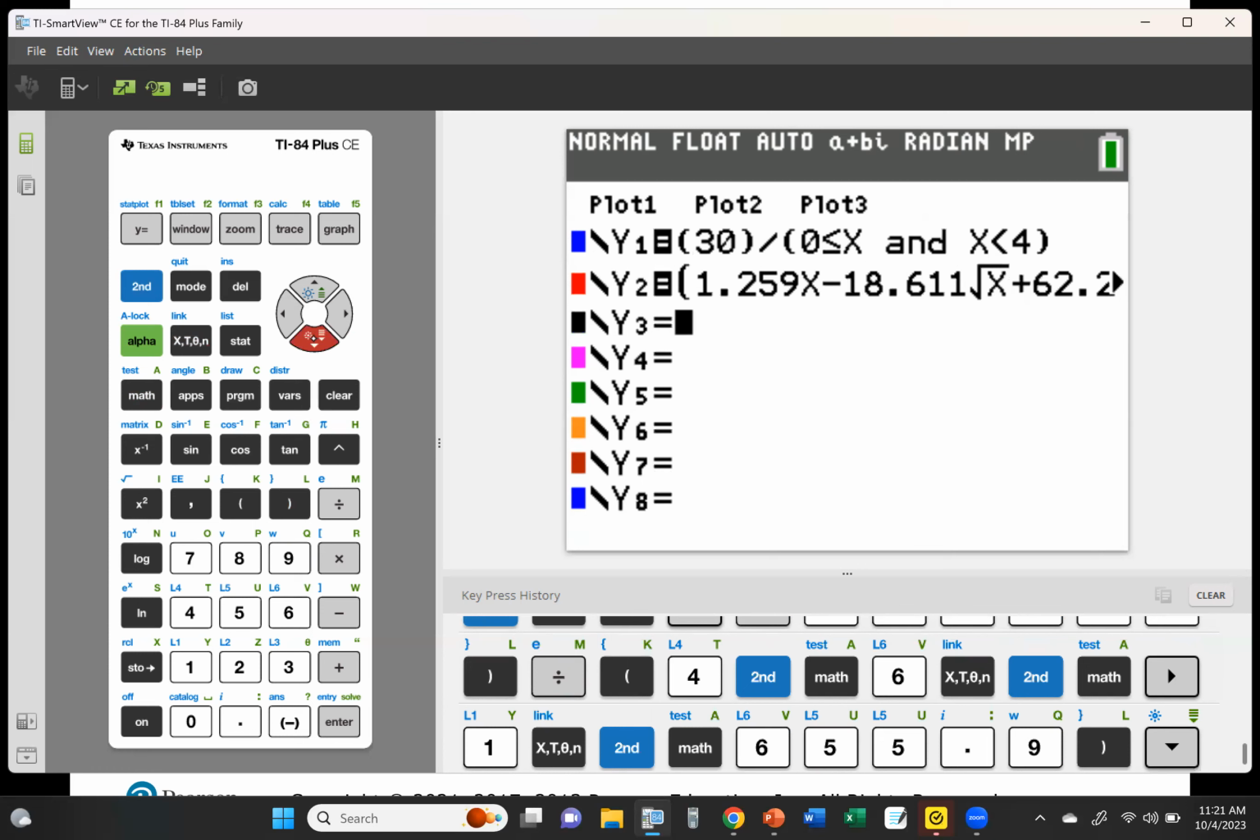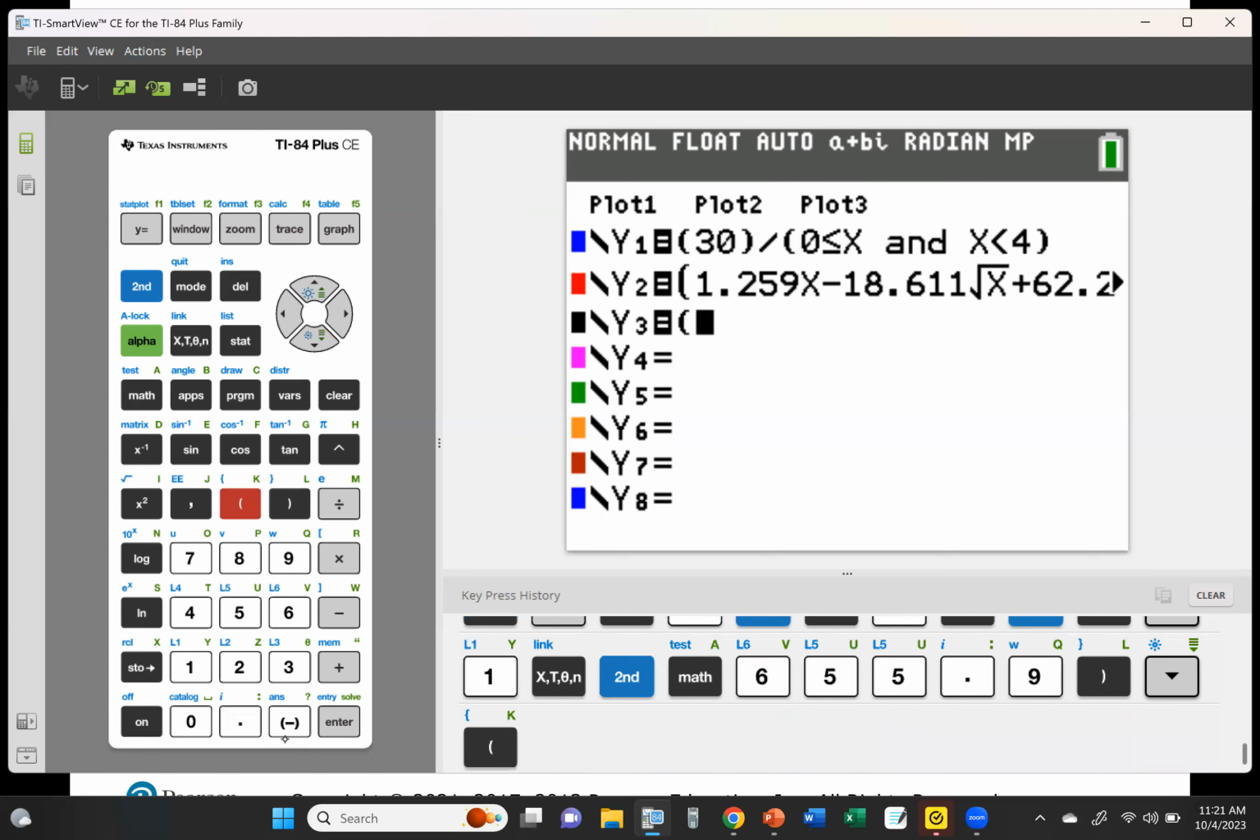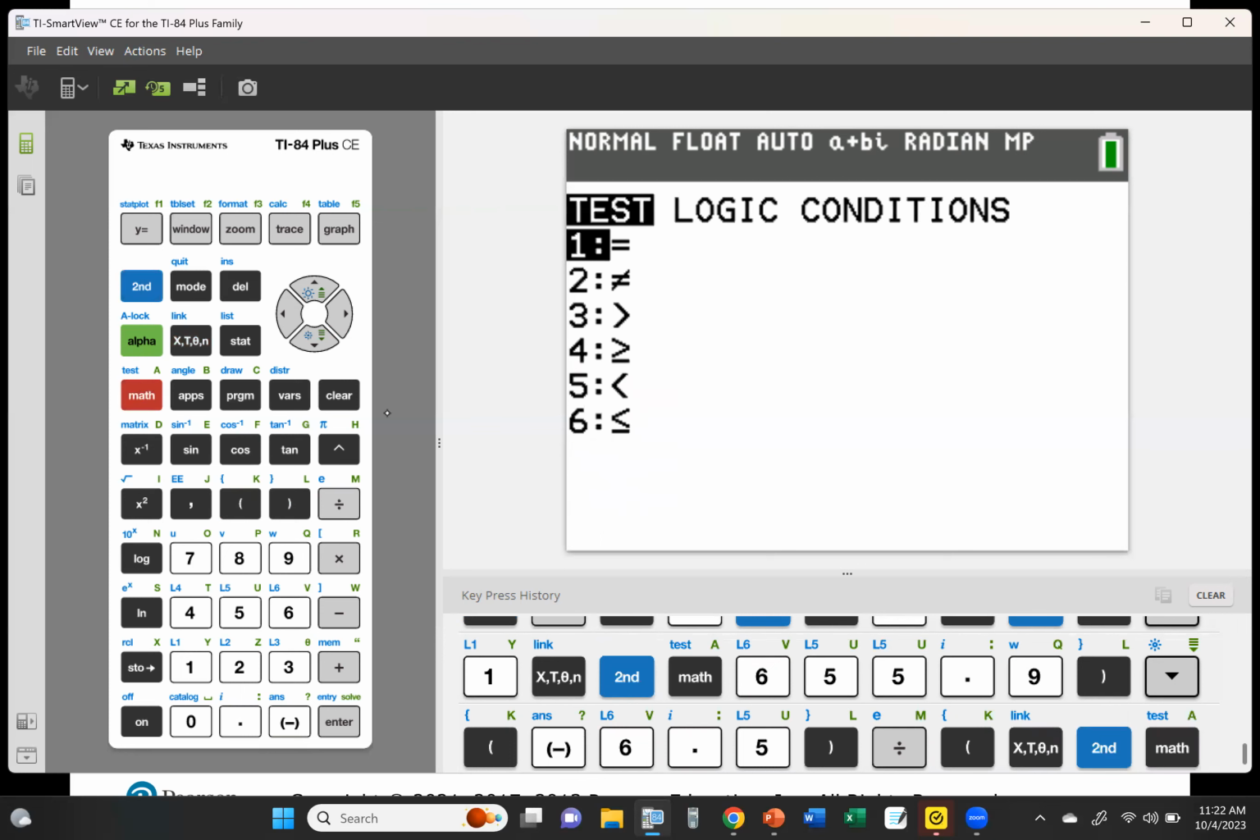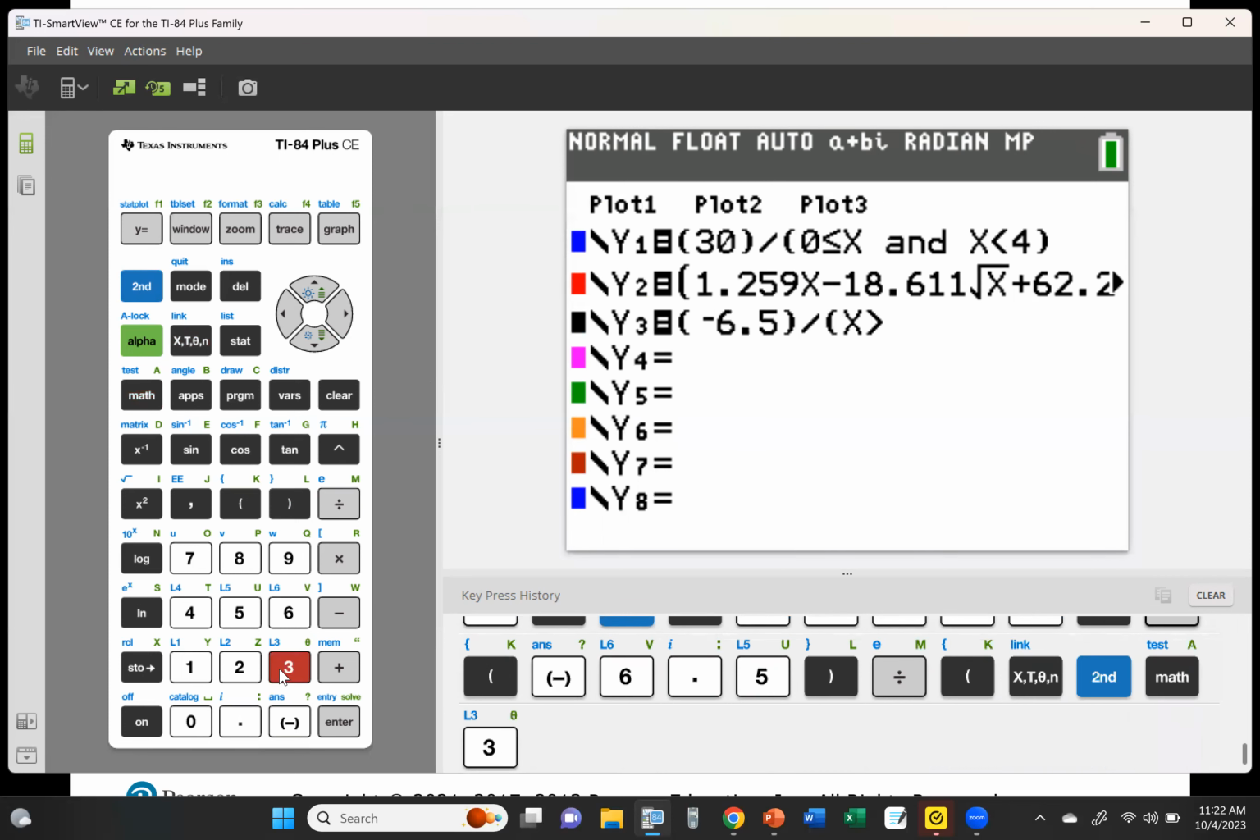And then the last part of this was that it's -6.5 degrees wind chill, correct? If x is greater than 55.9. So in parentheses, put the -6.5. Close those parentheses, use your division symbol to tell your calculator you're going to graph it over a certain interval in the domain. And that is for x is greater than, so go find the greater than symbol, which is number 3. And that's 55.9. Okay, I think I have it correct.